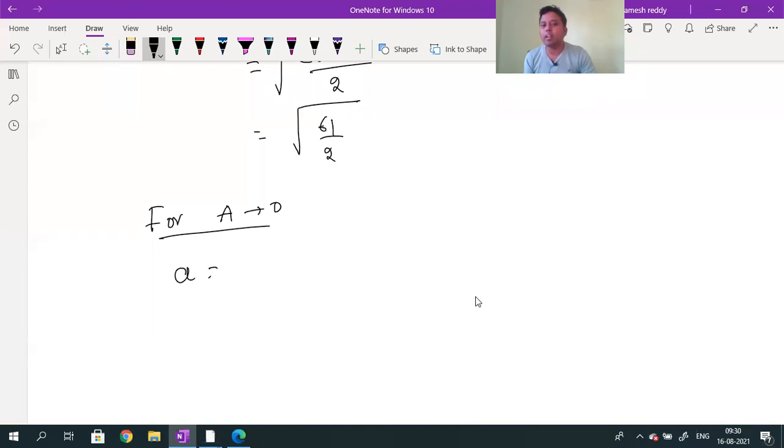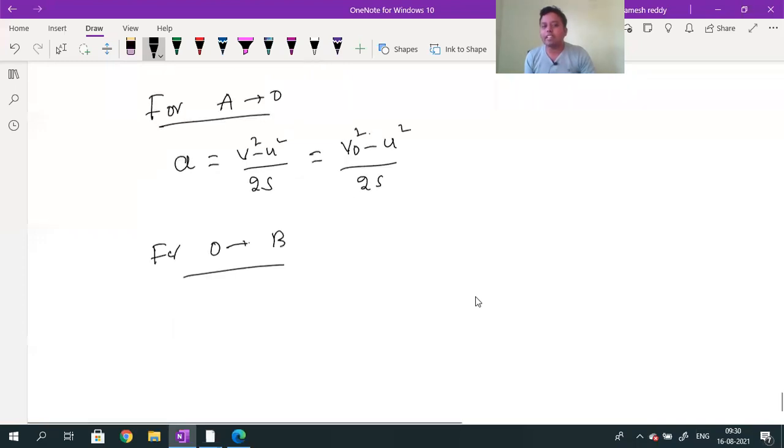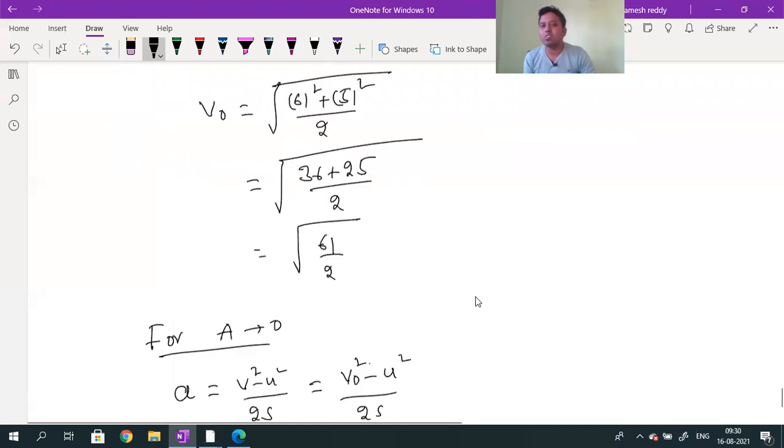Acceleration formula: v square minus u square divided by 2 into s, I can write. For the A to O journey, the final velocity is V0 square, the initial velocity is u square, divided by 2 into distance s. Next, further journey, O to B. While going from O to B, again the acceleration value is constant.